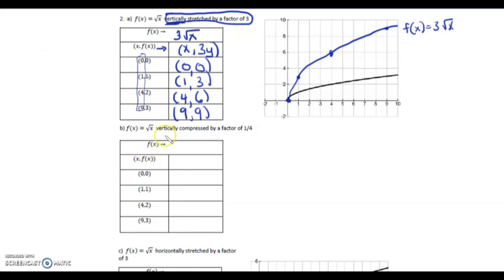Okay, next one. Vertically compressed by a factor of 1/4. Okay, so the vertical one, again, is like the easier one because as soon as you see 1/4, there's no debate. You just write 1/4. Okay, so we're going to have f of x equals 1/4 root x. So our mapping notation, the x's are not going to change, but every single y coordinate is going to be multiplied by 1/4. So let's write the x's out, 0, 1, 4, 9.